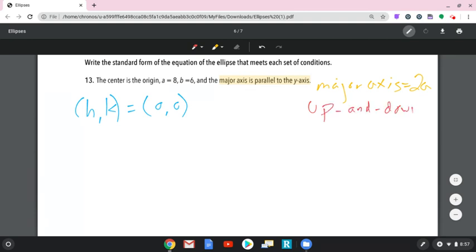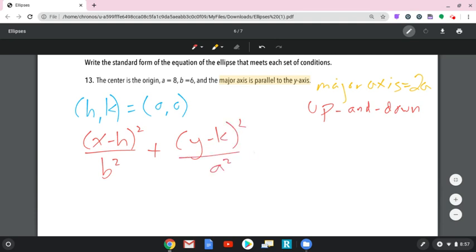Where the major axis is going horizontally, it's a side to side. If it's going vertically, it's an up and down. So we know it's an up and down ellipse. Right away, I know that a is always larger than b. So b squared is under the x term, x minus h squared, and a squared has to be under y minus k squared because it is an up and down ellipse.